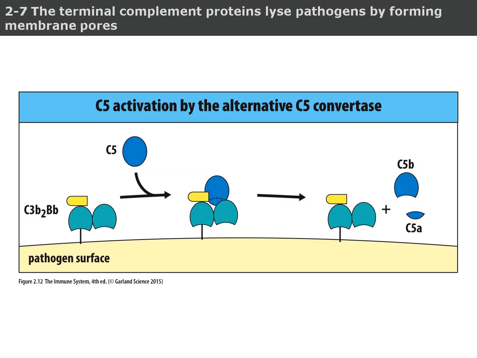This diagram shows how complement protein C5 is activated by the alternative C5 convertase, C3bBb, on the surface of a pathogen. C5 approaches the C5 convertase complex, where it is cleaved into two fragments, C5a and C5b. C5a is released and functions as a potent inflammatory mediator, while C5b remains and initiates the assembly of the membrane attack complex, MAC, which ultimately forms a pore in the pathogen's membrane. This pore formation leads to cell lysis and death of the pathogen.